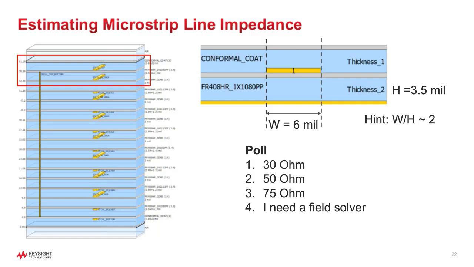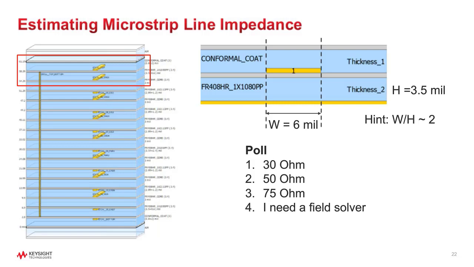I'm going to wrap up the survey and move forward to our result. Wow, this is very cool. All right, about 23% says 30 ohms, about 38% says 50, 10% says 75, and about 3% says I need a field solver.